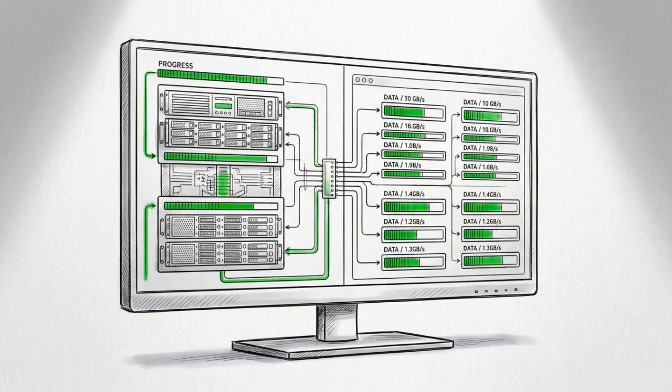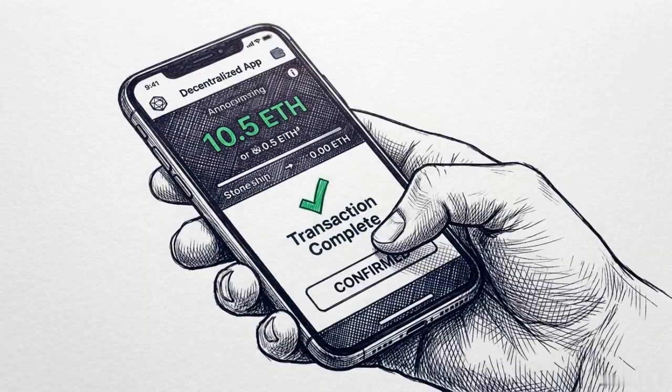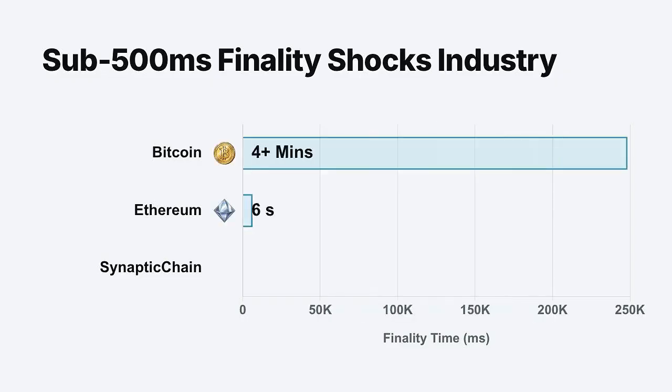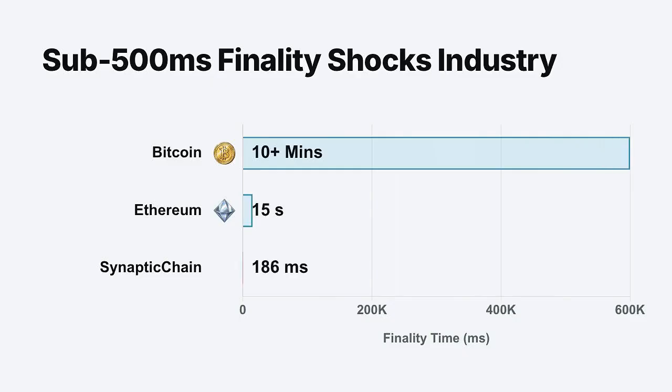The test data confirms that the network scales predictably by adding processing lanes, showing a direct link between validator resources and throughput. On the user side, a zero bottleneck architecture changes the experience of interacting with a decentralized application. This bar chart displays finality times across different ledgers. While Bitcoin takes minutes and Ethereum takes seconds, SynapticChain demonstrates a microscopic sliver.